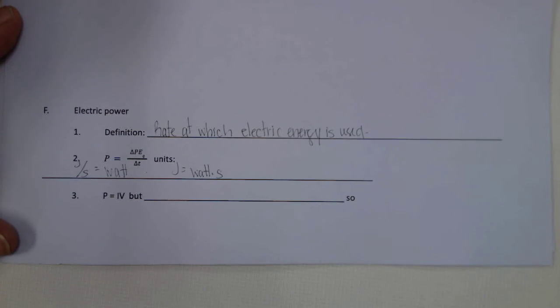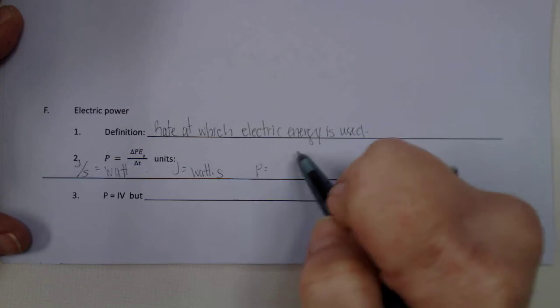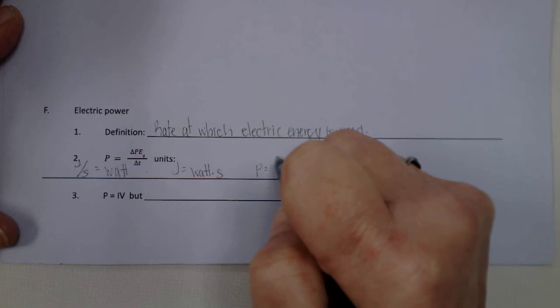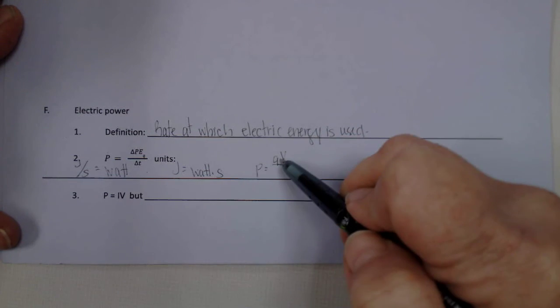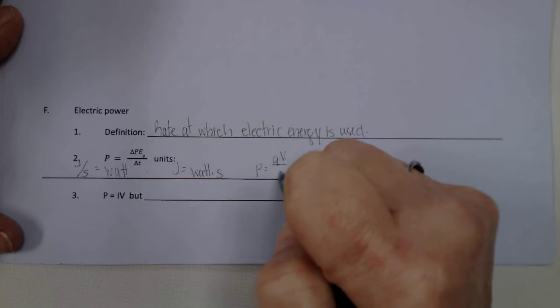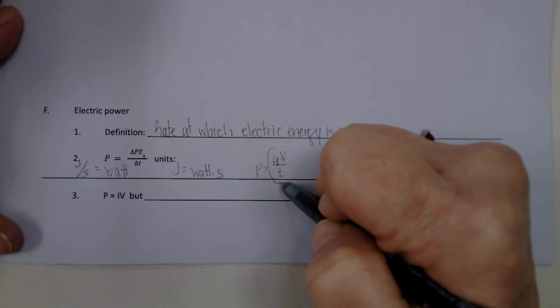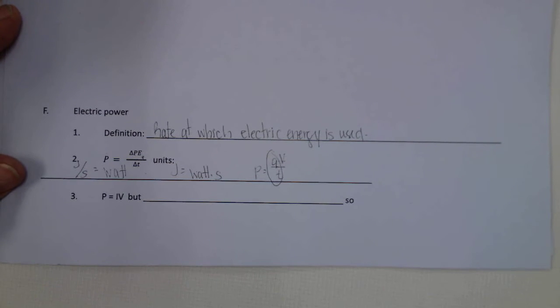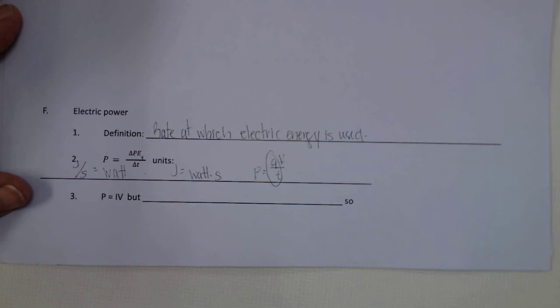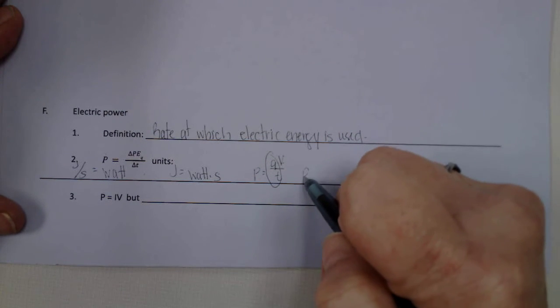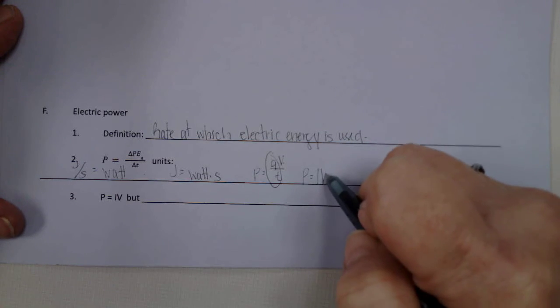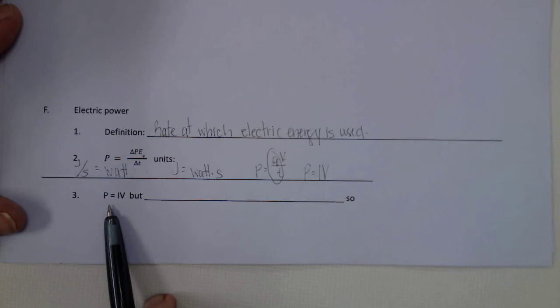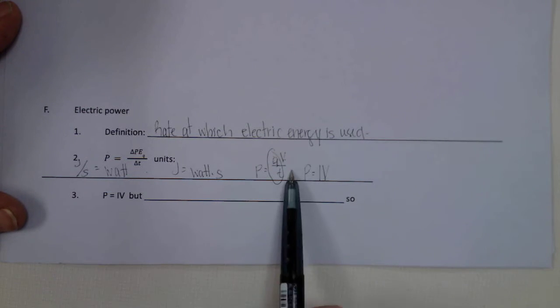Now, if I look at my equation, P is equal to delta PEQ over time. Delta PEQ is also QV, that was from the last chapter. And stop for a moment and think. Q over T is the definition of what? It's the definition of current. So it's also P is equal to I, Q over T is I, V. So P is equal to IV, we just showed that.